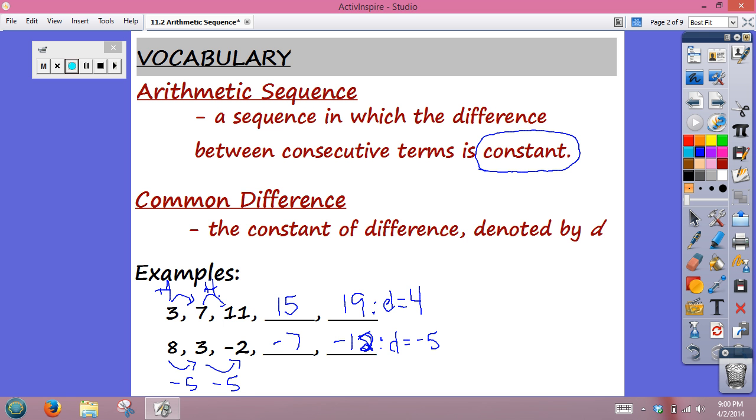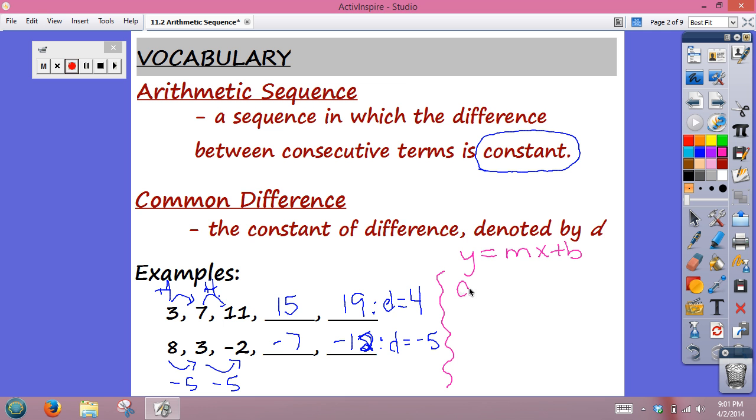Now let's say we wanted to write a rule for these two examples. An easy way to think about these is to look at our linear equation y equals mx plus b. This is going to be a good way to remember to write our rules. m is going to be our slope in the line, but in this case, it's going to be equal to d, or our common difference, because it's what we're taking times our term every single time.